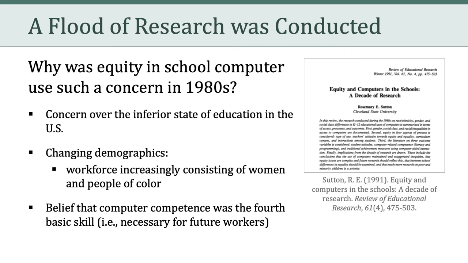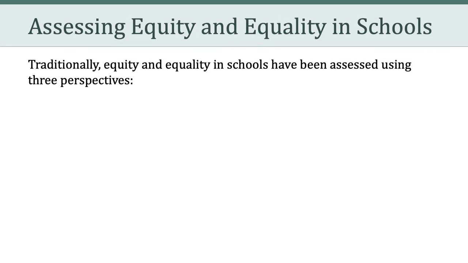Now, one example of this research was an article by Rosemary Sutton that came out in 1991. The title of this article was "Equity in Computers in the Schools, A Decade of Research." So this was published in 1991, but she was reflecting on what had happened in the 1980s. Now, importantly, she argues in that article that assessing equity and equality in schools involves three perspectives.